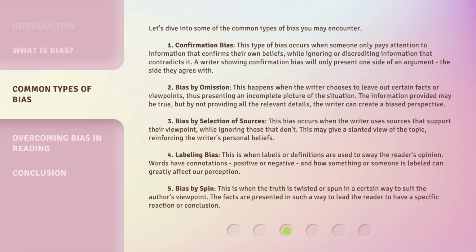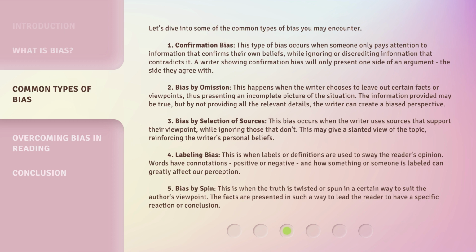This bias occurs when the writer uses sources that support their viewpoint, while ignoring those that don't. This may give a slanted view of the topic, reinforcing the writer's personal beliefs. 4. Labeling bias. This is when labels or definitions are used to sway the reader's opinion. Words have connotations, positive or negative, and how something or someone is labeled can greatly affect our perception.